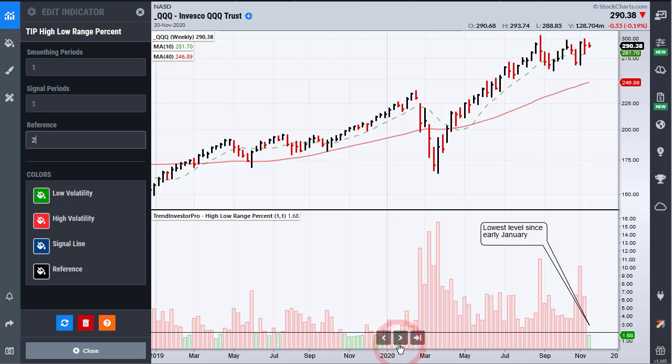Sorry, can't get rid of that annoying thing there. But it's the lowest reading since the third week of January. And so that tells you that you've had a volatility contraction this week, a serious contraction, a narrow range week. I mean, look at all these high-low range percents. They're all above 2%. That's why they're red. And the green ones are below 2%. And so what we've had is a volatility contraction in QQQ. And that's why I say it is the calm, and it could be the calm before the storm.